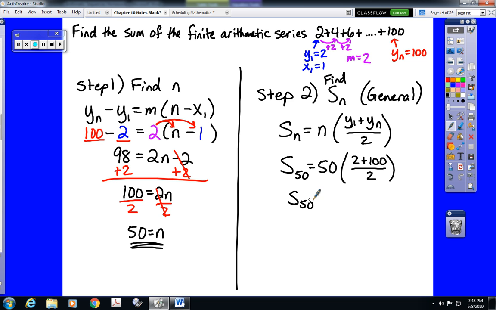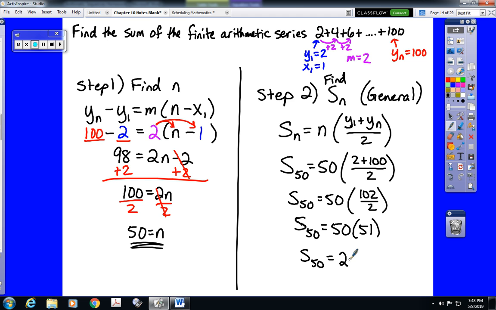Again, we're just going to simplify that down to a single number. So 100 plus 2 is 102, which means we're looking at s sub 50, if my pen will work, is 50 times 51. So S50 is 2,550.